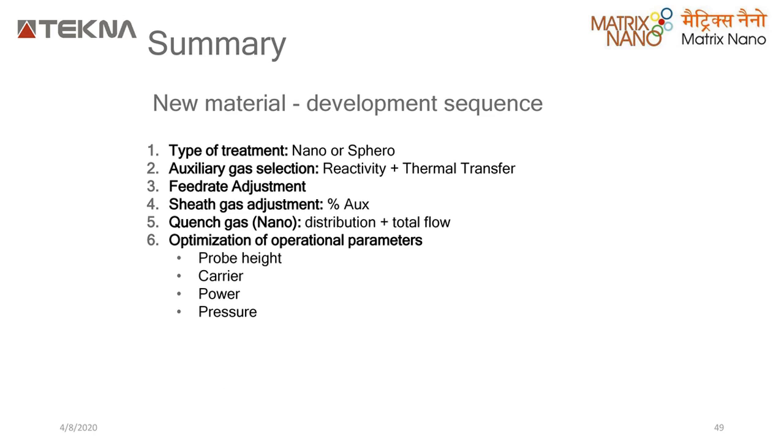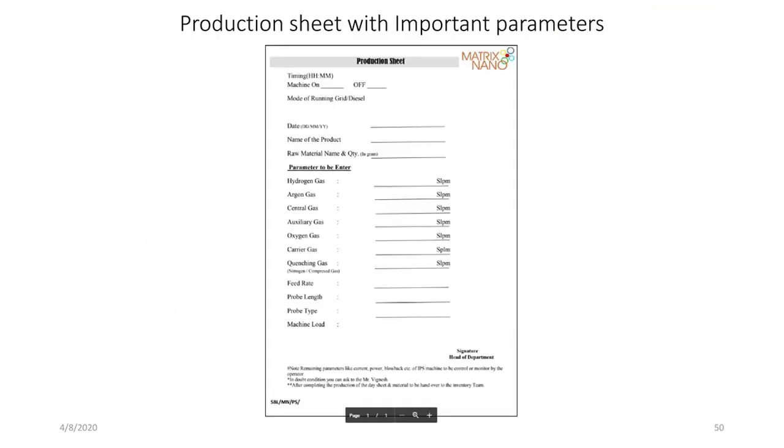Then what are the main criteria you require to develop a new material? Either you're going for nano, or nano with spherical. Then you have the auxiliary gas: what kind of gas you choose, what is its reactivity, what is its thermal transfer rate, and then what is the feed rate and how are you going to adjust it, what kind of particle you want, and the other operational parameters like your carrier gas, power, pressure. And in nano, you will have to look into your distribution and the total flow rate of your quench gas. This is a summary of a production sheet with certain important parameters that we discussed.